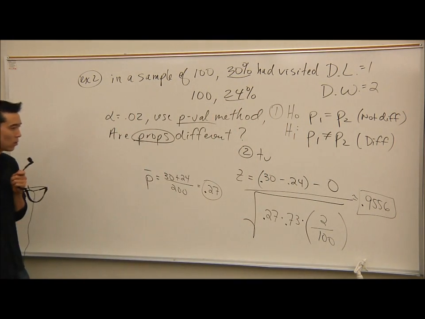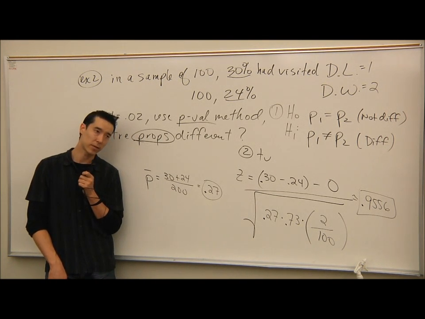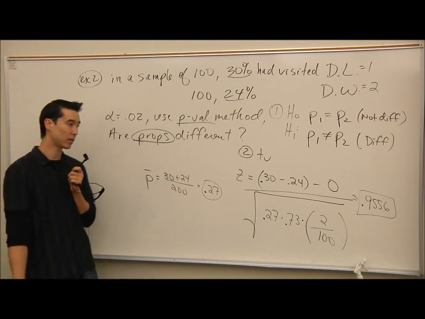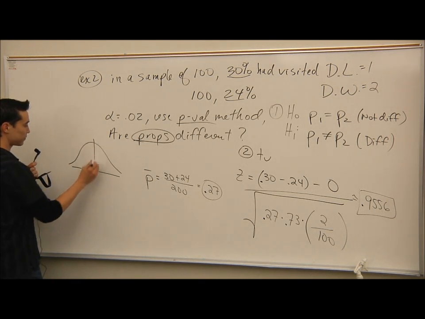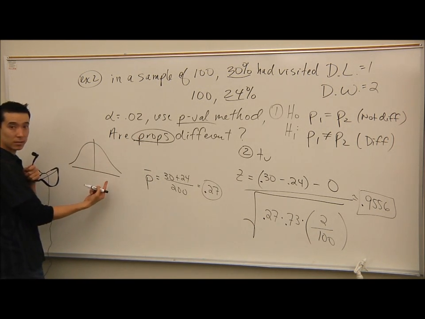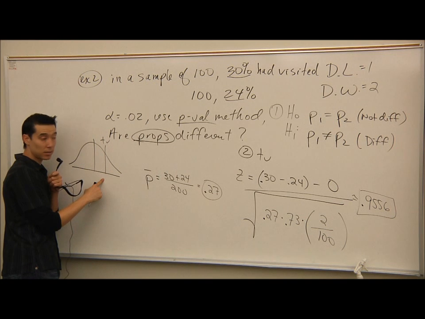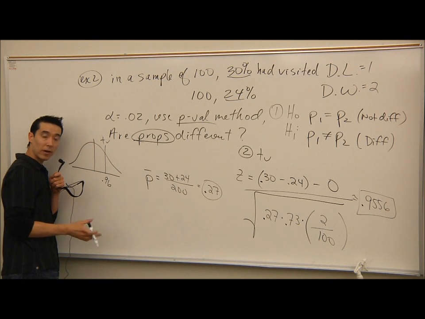Okay, what do I do with that number? Test value, 0.9556. What do I do with it? I put it on my z graph, right? And where is 0.9556? If 0 is in the middle, somewhere on the right. Does everybody agree with that? So now, here's my test value. Because our book only goes 2 decimal places on test values, I'm going to round that to 0.96.